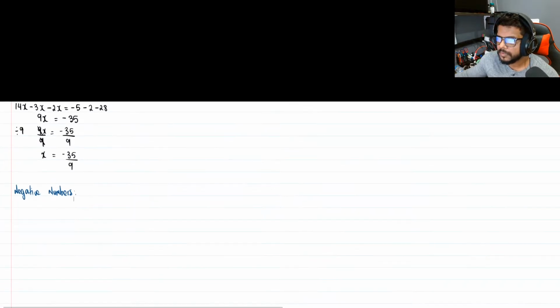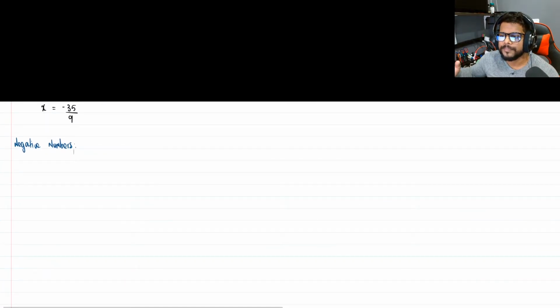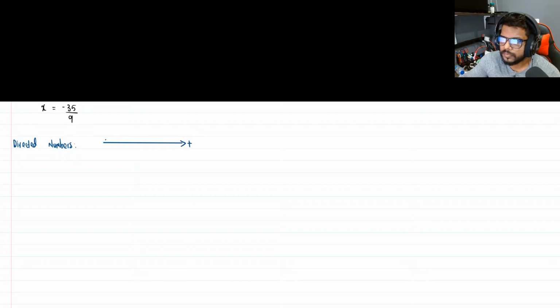Now, negative numbers have some laws that govern numbers in general. Let me put the heading as directed numbers. A directed number is just a number in a particular direction. If I have a number line, this way is positive and this way is negative.